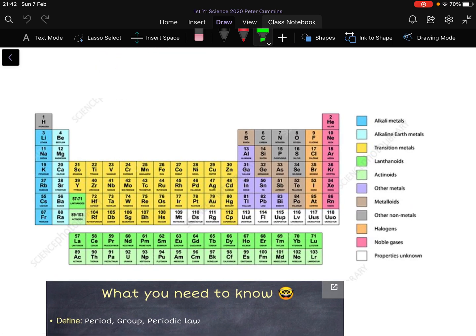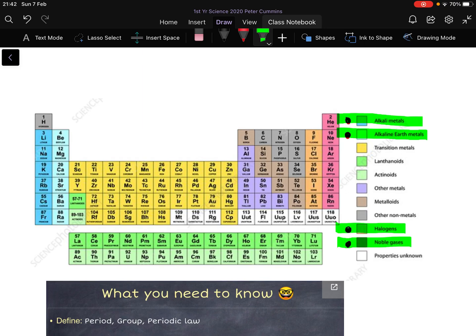I want you to have a look over this side at what the different things are. You might have to have a look at these yourself, nice and slowly. The alkali metals are the dark blue. Lighter blue are the alkaline earth metals. Over here we have the halogens and the noble gases. These are the ones that I want you to remember.